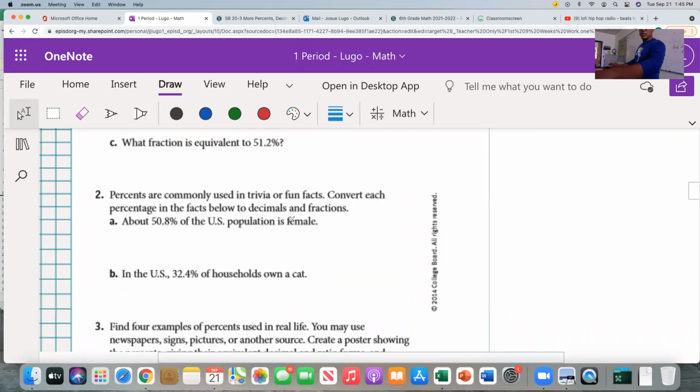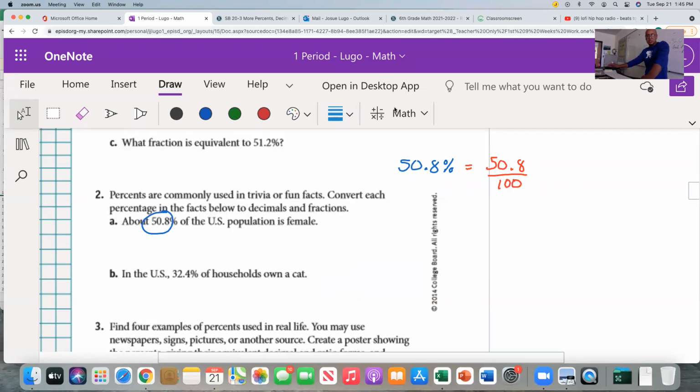In 2A, we are given 50.8%. All right, so let's begin with 2A. We have 50.8%. And we want to change that not only to a fraction, but also to a decimal. So let's go ahead and do that. Well, let's first do exactly what we did above. We know that 50.8 is a percent, so that's going to be 50.8 over 100 because it's percent, per 100.